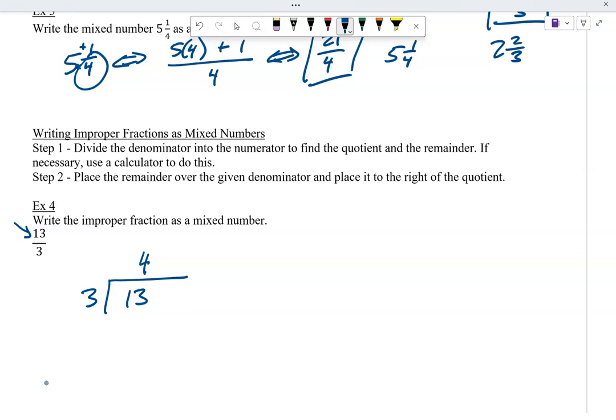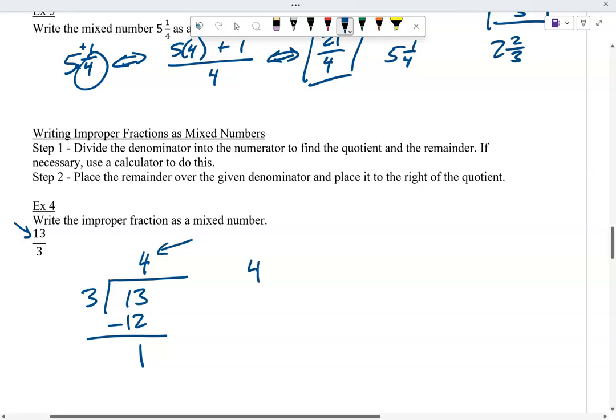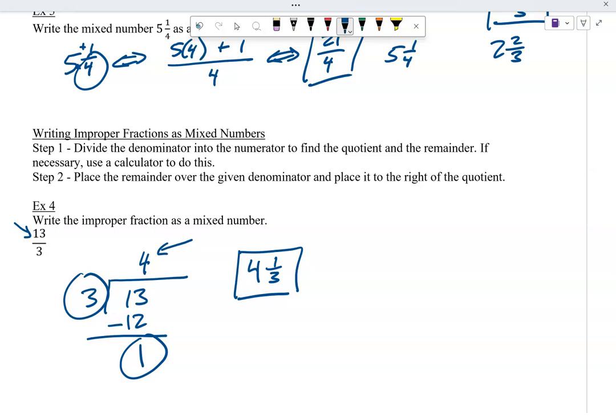Now I'm going to multiply. 4 times 3 gives me 12, and I put it right there, and I subtract that. And this is my remainder. So the answer is my quotient, 4, plus the remainder over the divisor. Quotient plus remainder over divisor. And that's how you do 13 divided by 3.